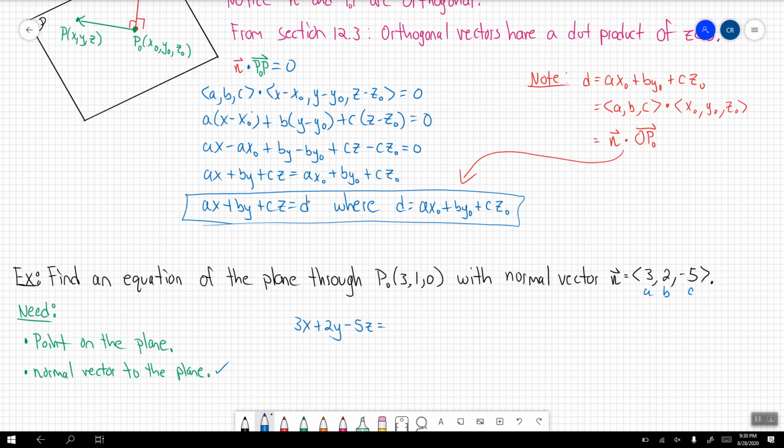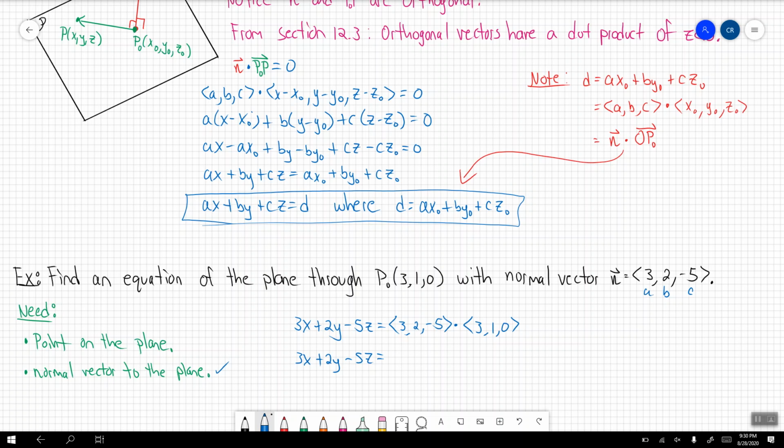need my D coefficient. Well, remember what I said, that D coefficient is really just the dot product between two vectors. So this D coefficient is a dot product between the normal vector, which is 3, 2, negative 5, and the point in question, or the point given to us on the plane in vector form, which is 3, 1, 0. All I have to do is simplify the right-hand side, and we're done. So let's find the dot product for the right-hand side.